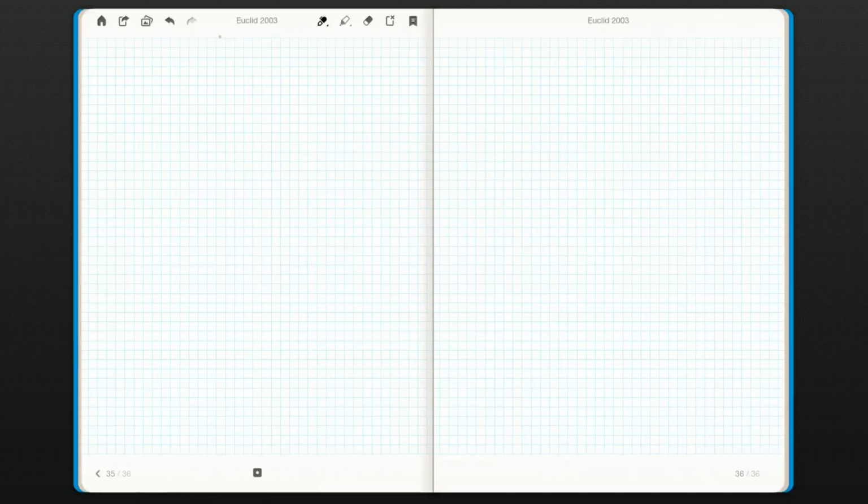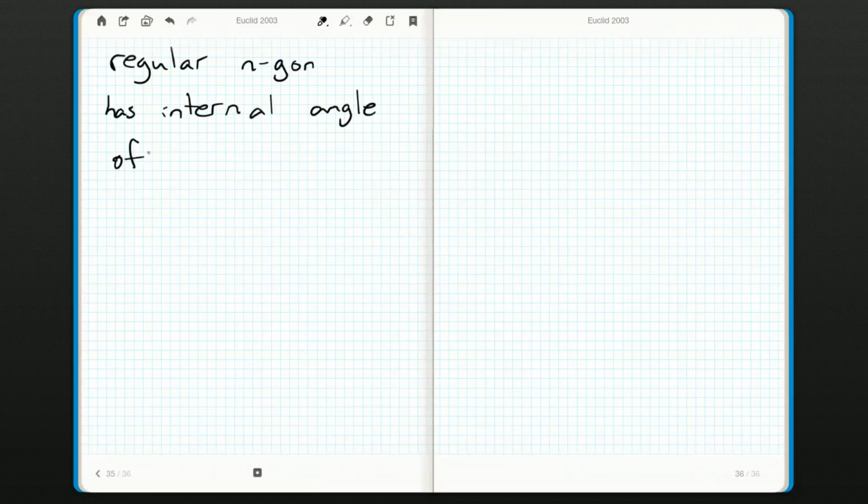So just first off, because it's a regular hexagon, I'll make this note: if we have an n-sided regular figure, a regular n-gon, it has an internal angle of, and there's a nice little formula, and now I'm trying to see if I can remember it. I can't remember it off the top of my head, so I'm just going to rederive it.